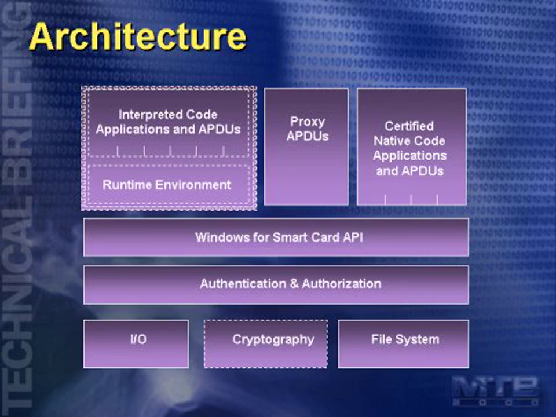So the architecture is really: we have an I/O system, we have a certain set of cryptography capability, and you can plug in more cryptography elements. We have a file system that, as I mentioned, is just a standard FAT file system. We do authentication and authorization, then we have the API.